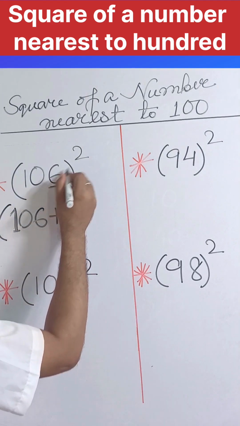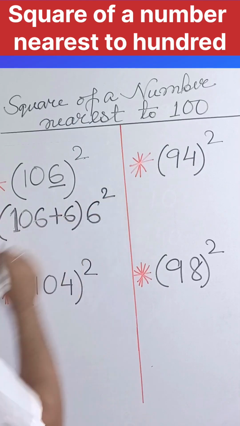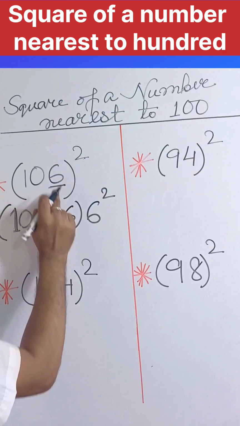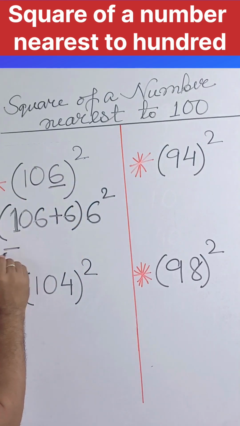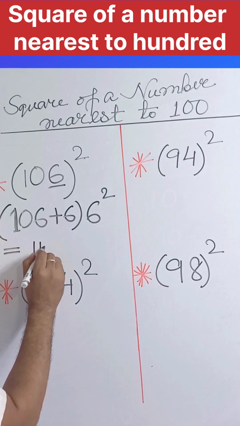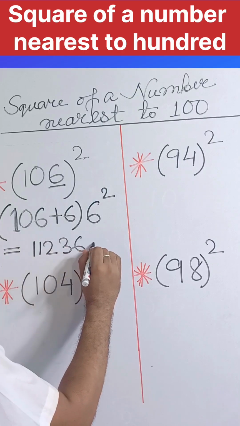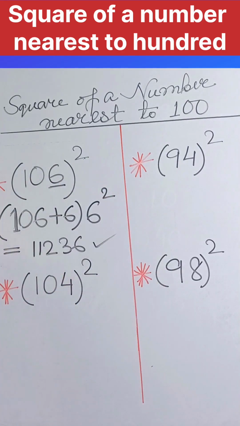Then you have to take the square of 6. So this number 106 plus the unit digit, then the square of the unit digit. So what will we get? 106 plus 6 is 112, and 6 square means 36. So this will be the answer. If you do it on a calculator also, you will get the same result, right?